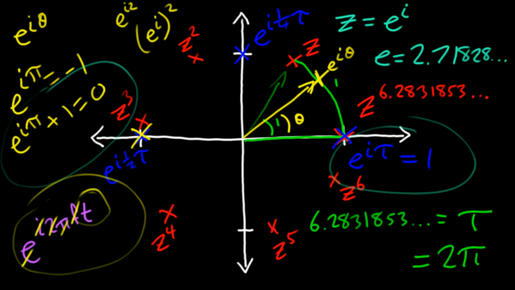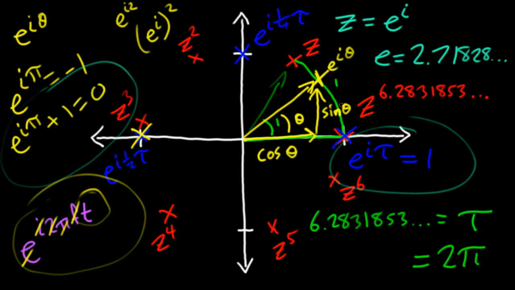Every time you see e to the i something, it's a helix. Now, remember the unit circle from trigonometry? If you studied trigonometry, you might have been presented with something like this, where you saw this angle theta going to a point along the unit circle, and you might have been shown that this distance along the horizontal axis was cosine of theta, and this distance vertically to that point was sine of theta.